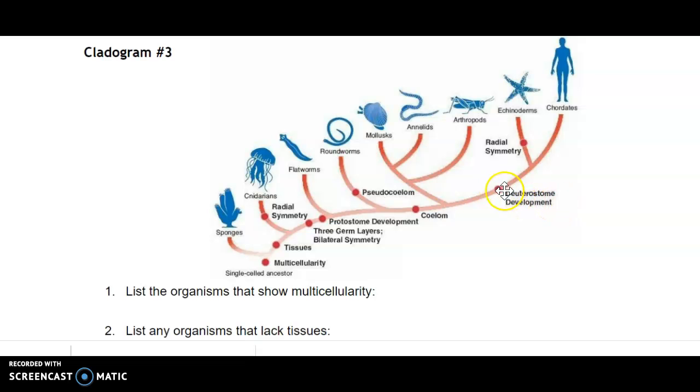Deuterostome development, that means duo, means it has an opening for a mouth and an opening for an anus, both. So it starts right here and goes in this direction. So the echinoderms and the chordatas would both have that deuterostome development.